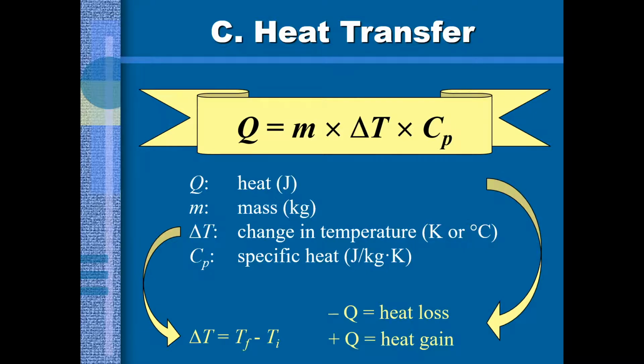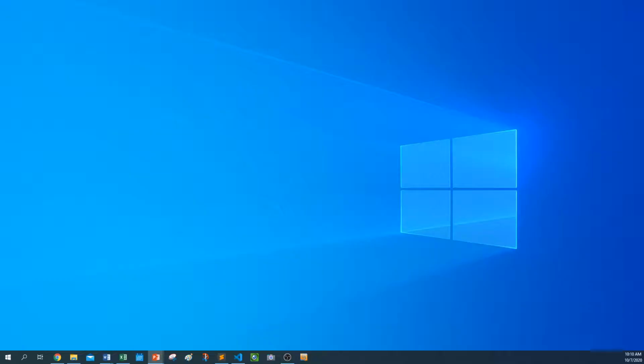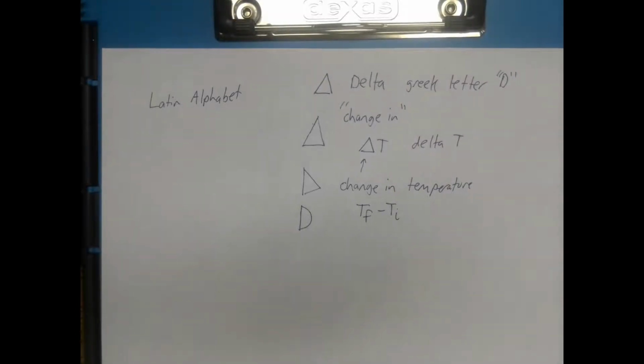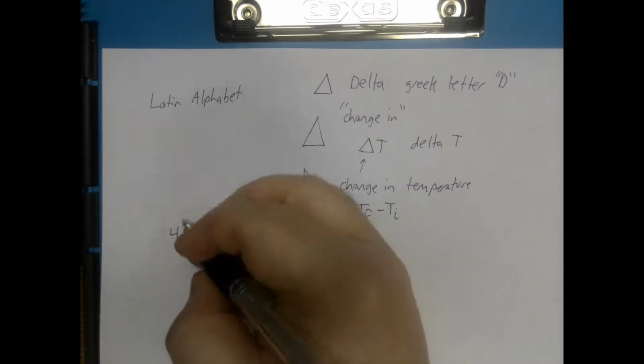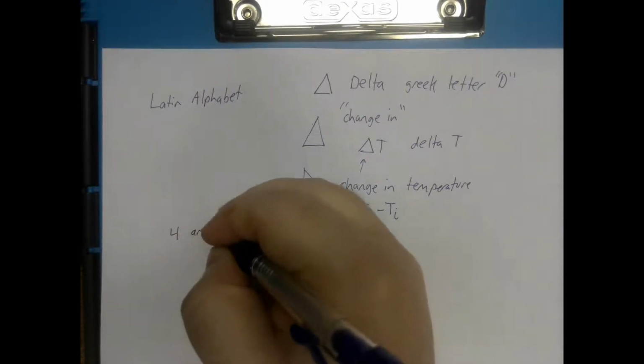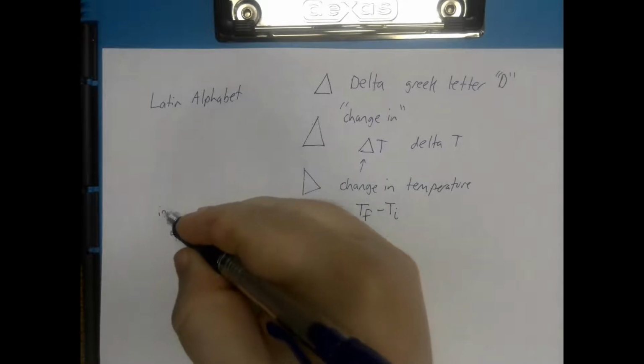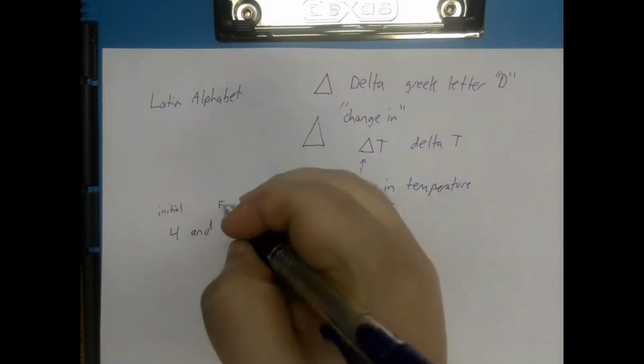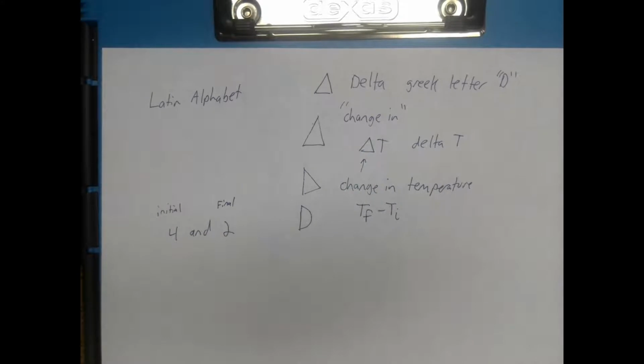Heat will either be negative when heat is lost or positive when heat is gained, depending on the order of your initial versus final. I would like to note, a lot of y'all do this. A lot of y'all do this. So what's the difference between 4 and 2, with this being initial and this being final? Yeah, what is the difference?